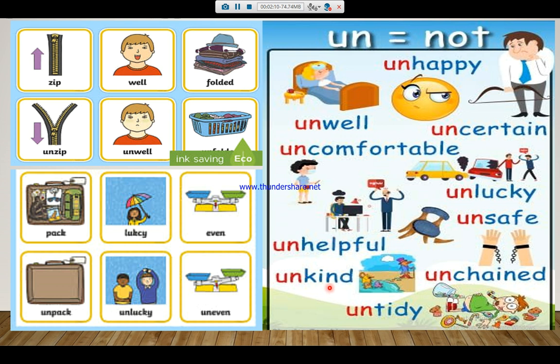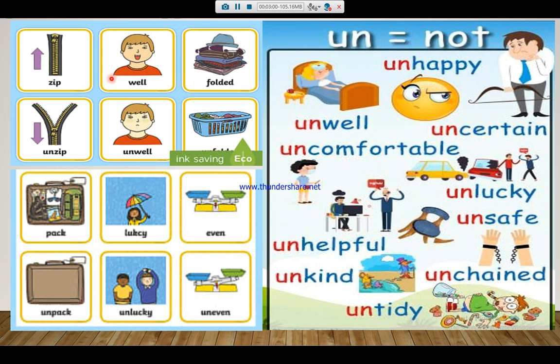So we need all of you to be kind to your friends. But sometimes some people are not kind. So we call them unkind. Not kind. The place is so messy, so it is not tidy. So we need another word for not tidy. We put the prefix or the beginning un, which means not. So we have untidy, which means not tidy.